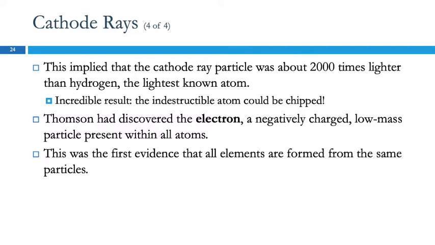Electrons have negative charges. They have very low mass. They are present in all atoms. Hydrogen only has one electron, but every single atom has some electrons. So this was the first evidence that elements are formed from the same particles. Before, they thought an atom of hydrogen and an atom of helium were two completely different things. And now they're like, oh, but they both have electrons somehow inside of them. So all the different elements are composed of the same smaller building blocks.